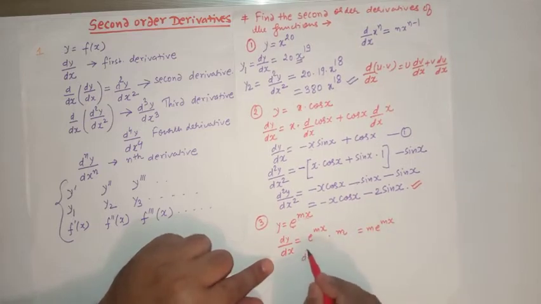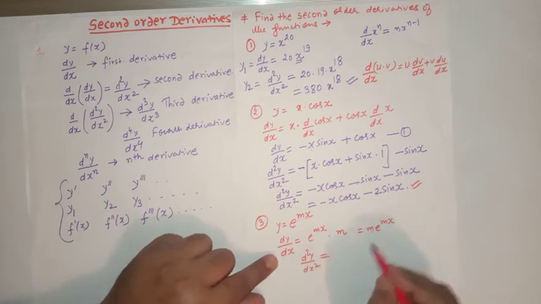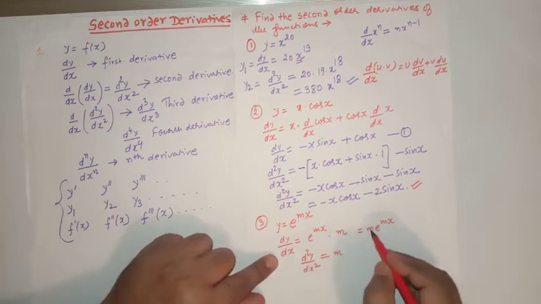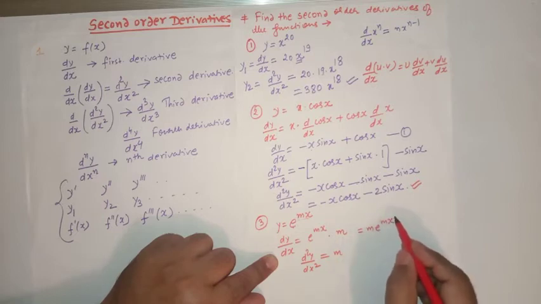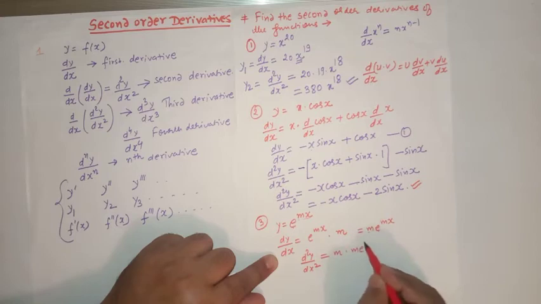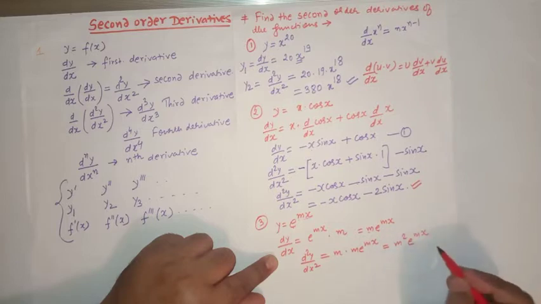Now again differentiating, we get here this is constant m, then e raised to mx. Again if we differentiate it, then we'll get m e raised to mx. So this is equal to m square e raised to mx, right?